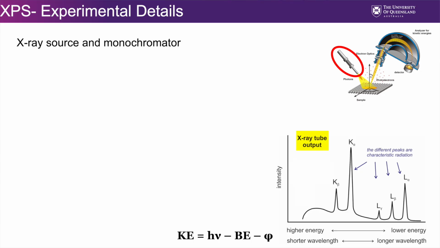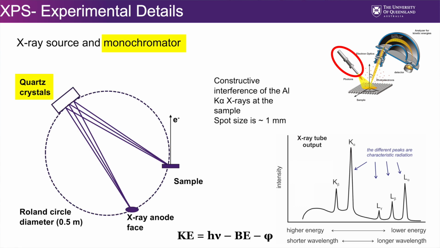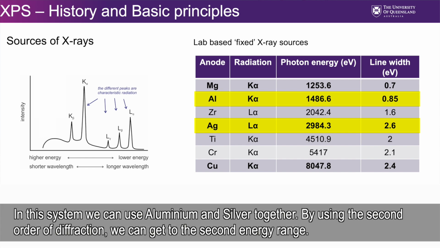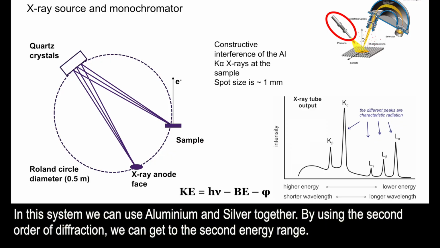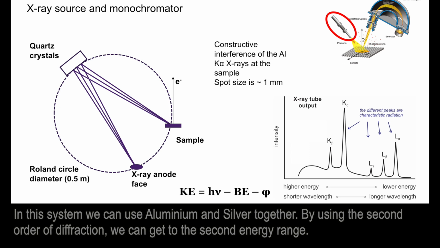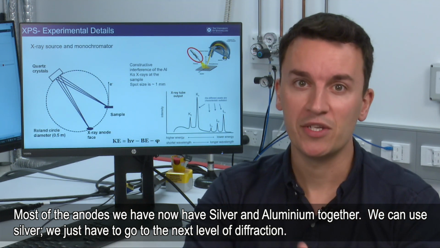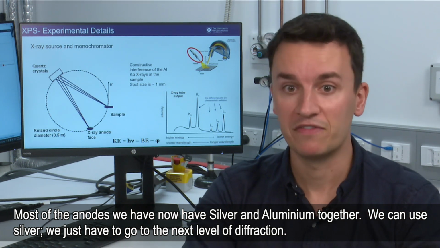If this is the output that we get, we then pass the sample through a monochromator, which is a quartz crystal. So we have the X-ray anode, we hit the quartz crystal, and then we hit the sample. We'll see that the energy of the silver X-rays is actually double that of the aluminium X-rays, and therefore in this system, we can actually use the aluminium and the silver together. When we go to the crystal here, we just have to use the second order of diffraction, and then we'll get to that second energy range. So we've got a 2-in-1 essentially. So most of the anodes that we have now, they have silver and aluminium together. So we can use silver, we just have to go to the next level of diffraction there.